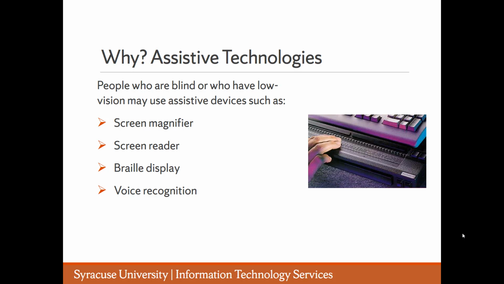But of course, the real answer to the question of why accessibility is important is that we need to make sure that our content is accessible to the widest variety of users, including those individuals who rely on assistive technologies. By assistive technologies, we're generally referring to devices such as screen magnifiers, screen readers, braille displays, and voice recognition apps.